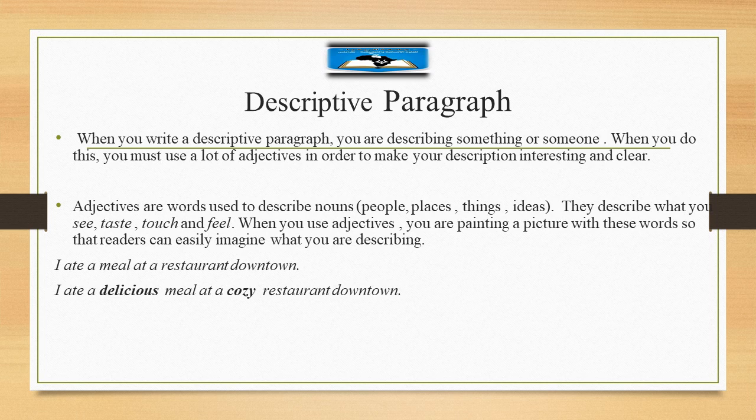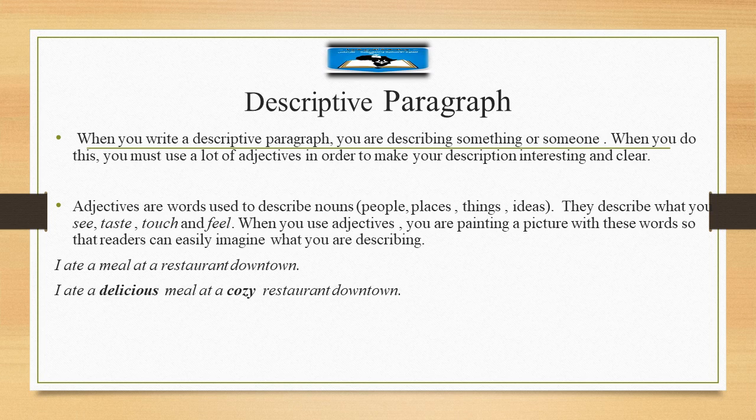Adjectives are words used to describe nouns, okay? When we say nouns, we say people, places, things, ideas. They describe what you see, taste, touch, and feel. When you use adjectives, you are painting a picture with these words so that the readers can easily imagine what you are describing. For example, if we see the first example here, I ate a meal at a restaurant downtown.